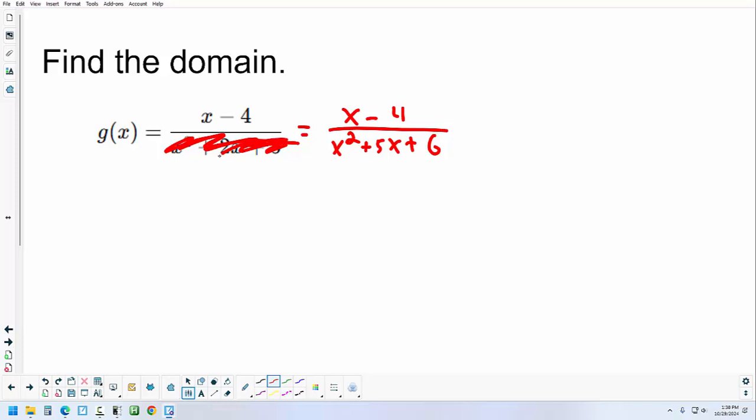Okay, so there's only one thing that you are not allowed to do in the bottom. Can't equal 0. Right, the bottom cannot equal 0. So the domain is every number except ones that make the bottom 0. So let's find the ones that make it 0 and then say don't use those. Don't worry about the top. The top for domain, it's not important at all. Okay? Just make sure the bottom isn't 0.